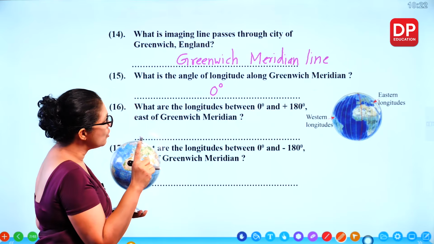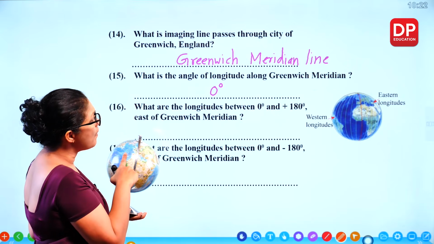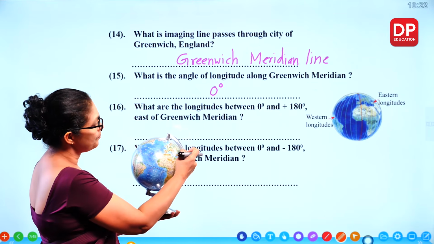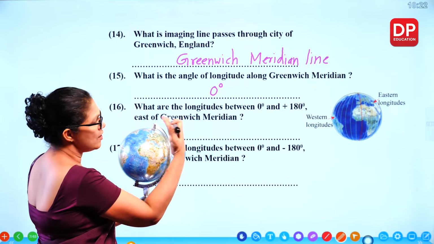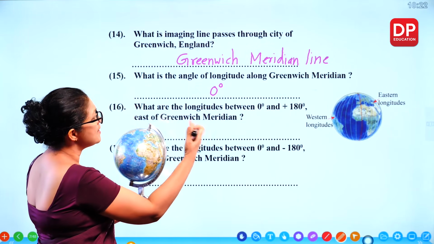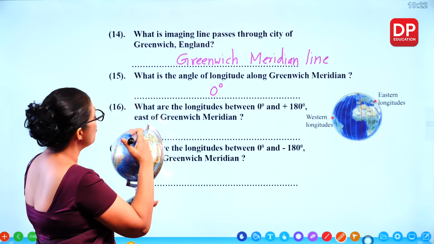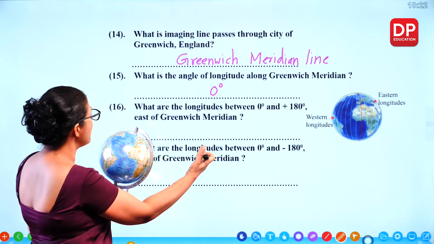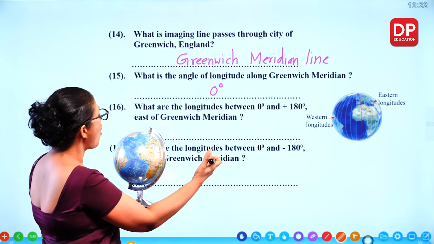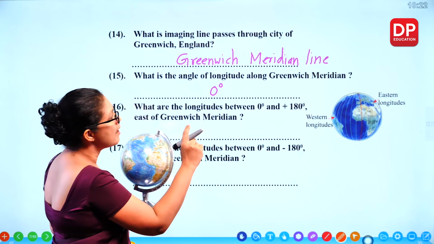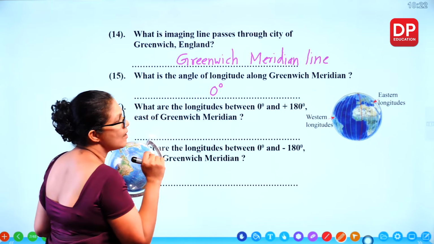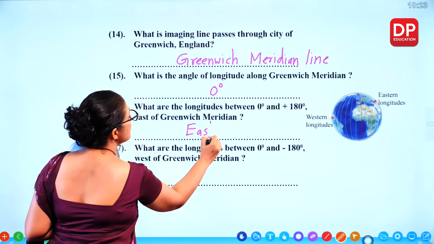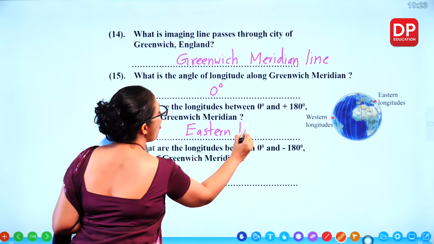What are the longitudes between 0 and plus 180? So when you take the 0 line, plus means towards the right side, towards the east side. So the longitudes between 0 and plus 180 east of the Greenwich Meridian, we call eastern longitudes.